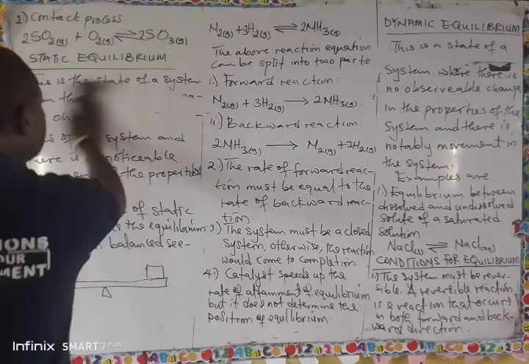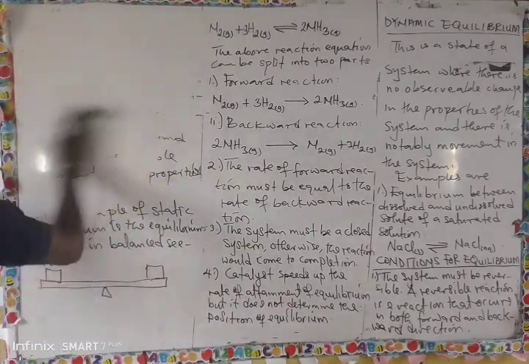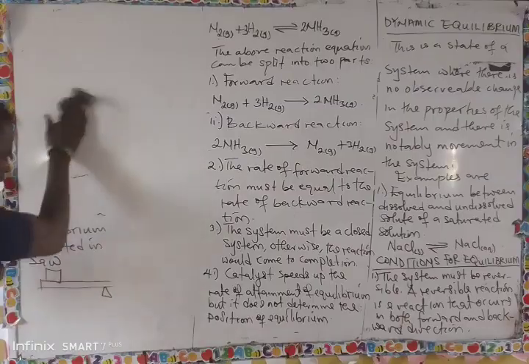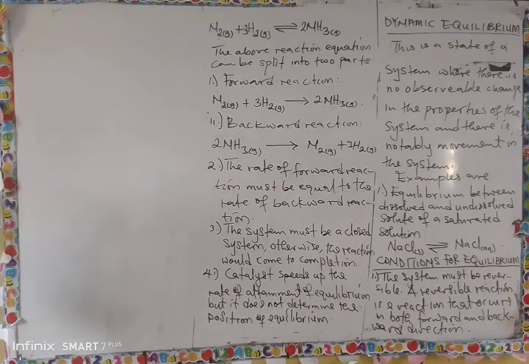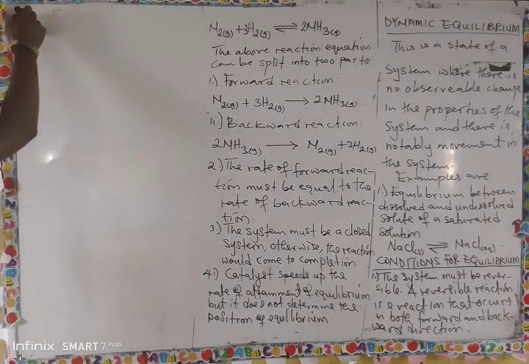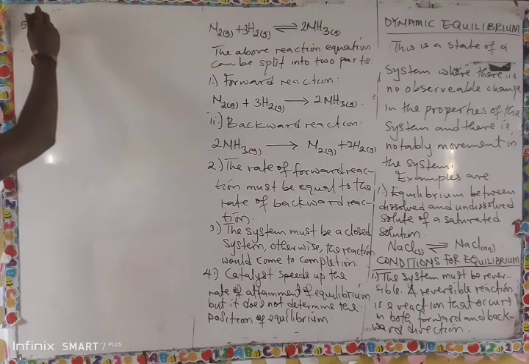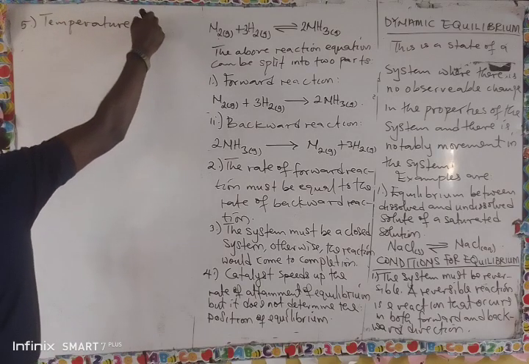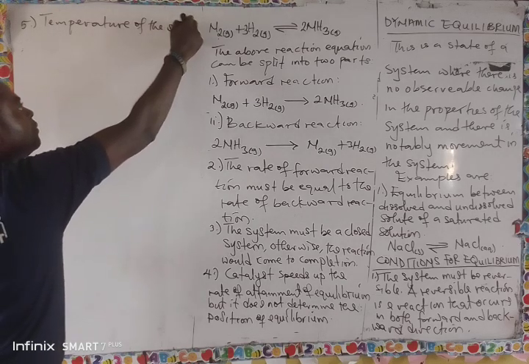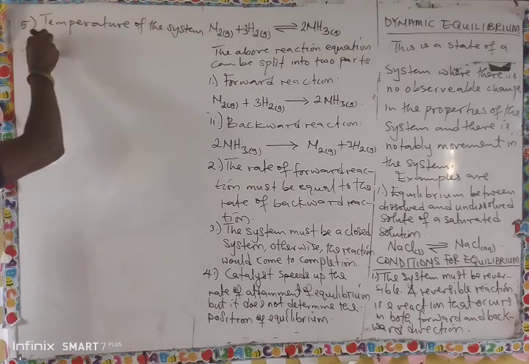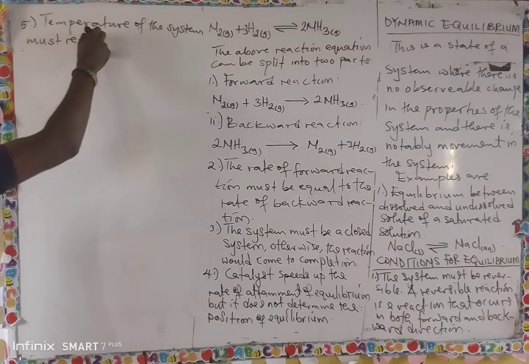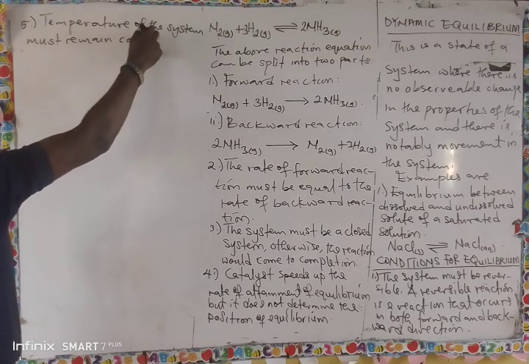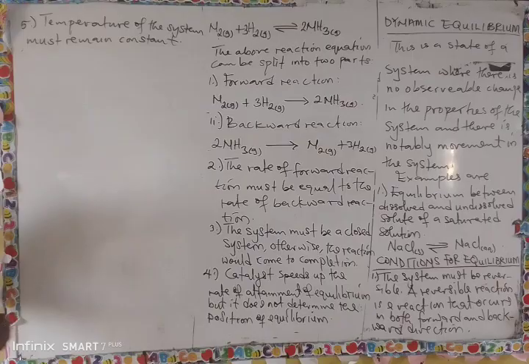Now, about five points. The fifth point here is that the temperature of the system must remain constant. Temperature must remain the same.